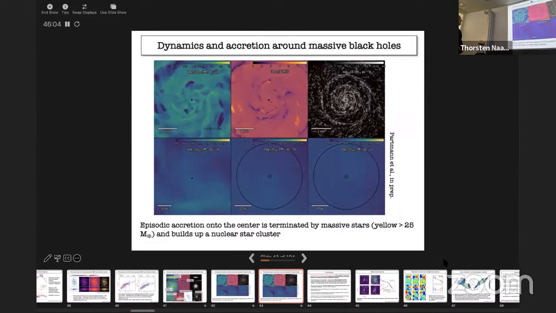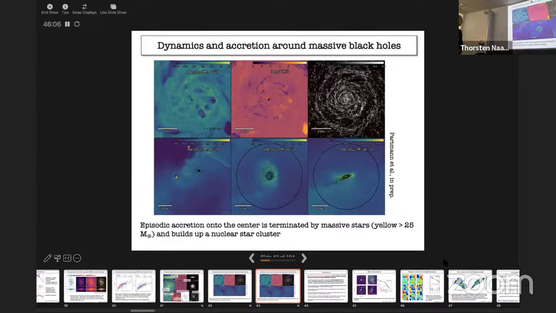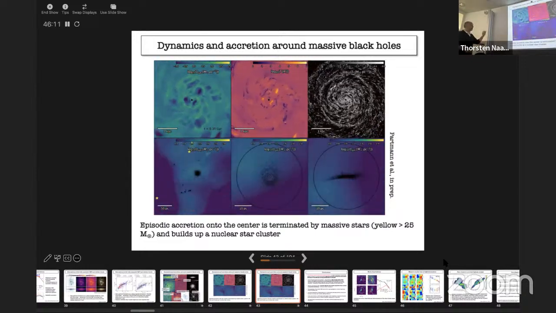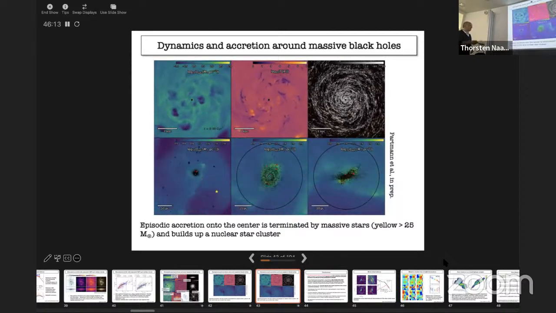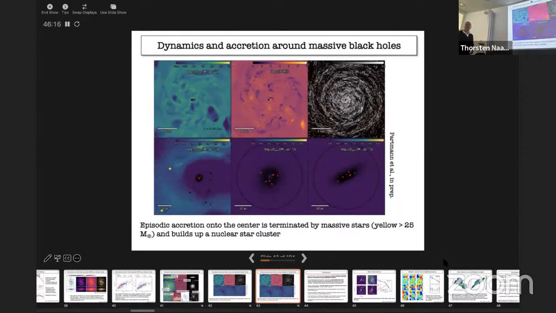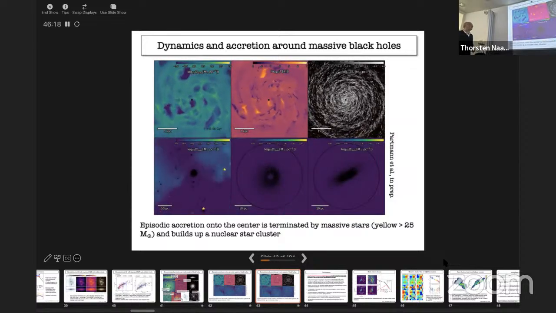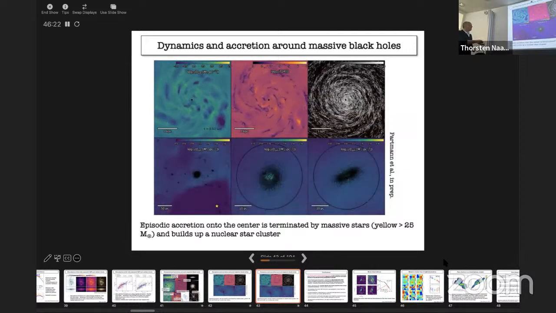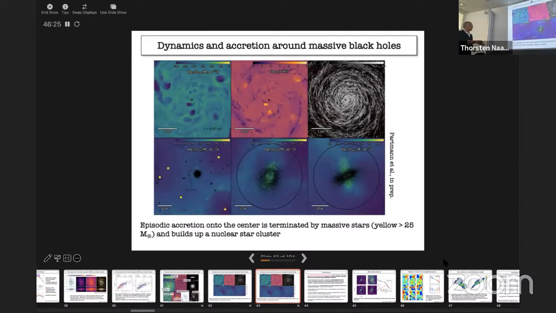And here's another version of this movie without removing the stars. So these events might slowly but surely result in the formation of a nuclear star cluster. So you just start piling up. There's a little hole here, which is an artifact of our black hole accretion at the moment. But this is 10 to the 4 stars in the region of a few parsec. So this has qualitatively the properties of a nuclear star cluster.